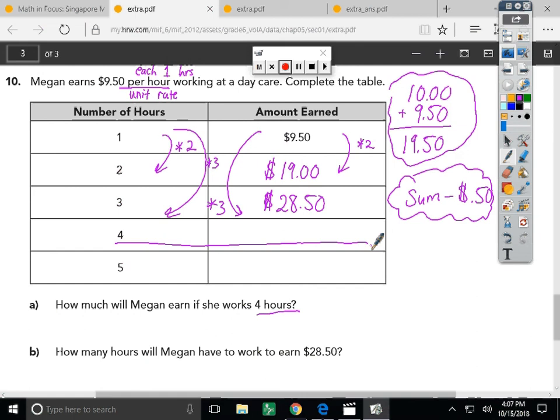So be sure you're answering with the correct label. How many hours? I need to answer in hours. How much will Megan earn? Oh, how much? They're talking about money. Watch your labels for part A and part B. Make sure you give me words back.